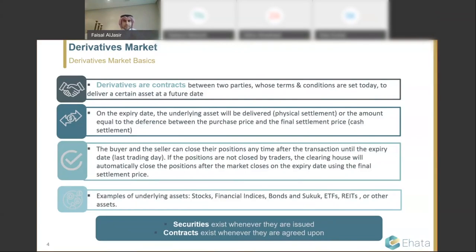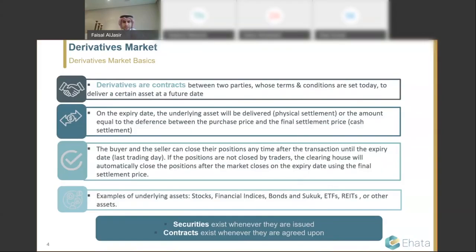Derivative models. First, I would say we want this to be as engaging as possible. We want it to be fun and enjoyable, and also we wanted to have that kind of important knowledge, especially that Tadawul will be launching soon the first exchange traded derivative in Saudi.